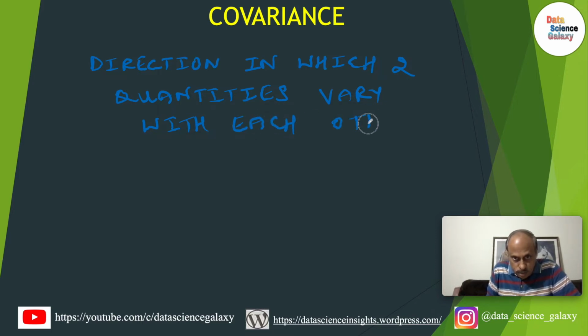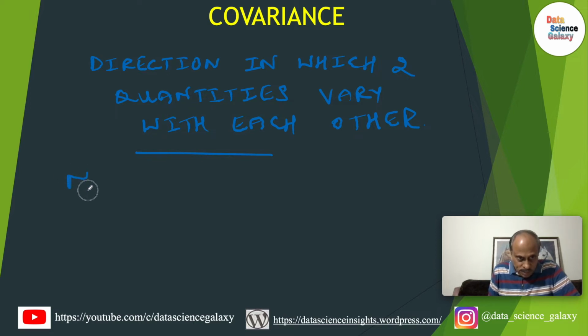Here is a pertinent question to ask. Do you think covariance gives you the magnitude of variation? What do you think? Please let me know in the comment section. Let's understand in greater detail what it is actually trying to tell when I say direction in which two quantities vary with each other. What is it actually telling? What is it even measuring?